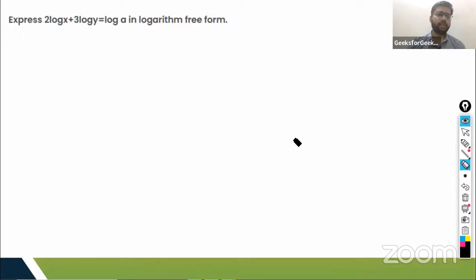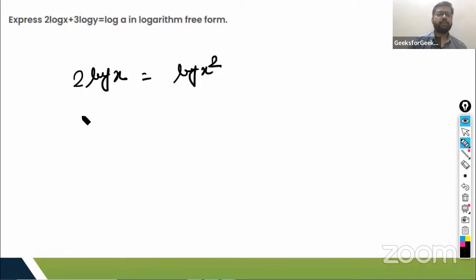What you will do once you have to form this as a logarithm form free. X square, okay, x to the power 2 y cube is equal to a. That's great. Okay, 2 people have given the answer. I'm giving you the hint, guys. If you remember this property of 2 log x, this can also be written as log x squared. Okay, I'm reminding you this property.